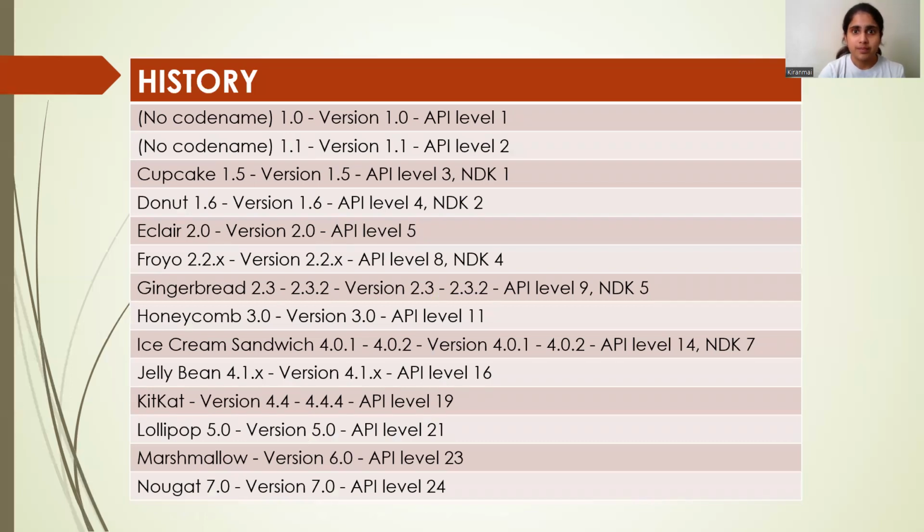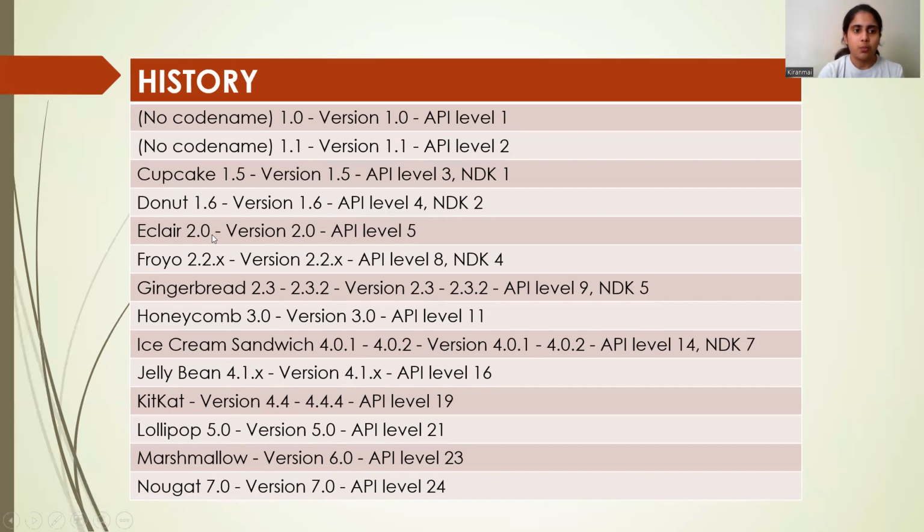Coming to the history, it has Android 1.0. The version is 1.0. It has no code name, but it is mostly well known as Alpha, and its API level is 1. Coming to Android 1.1, it is well known as Beta, and its version is 1.1, and the API level is 2. Android 1.5 has the codename Cupcake, API level 3 with NDK 1. Android 1.6 has the codename Donut, API level 4, and NDK 2.